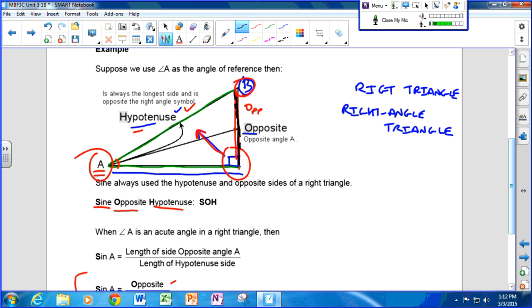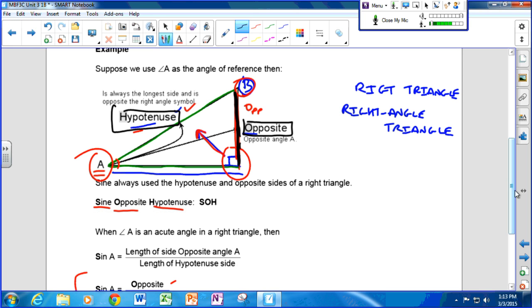This is the side that's opposite angle A. You notice it doesn't touch angle A. So as far as angle A is concerned, this is the hypotenuse right here, which touches it. It's opposite the right angle. And the opposite side is on the other side of the triangle, and it doesn't touch angle A.